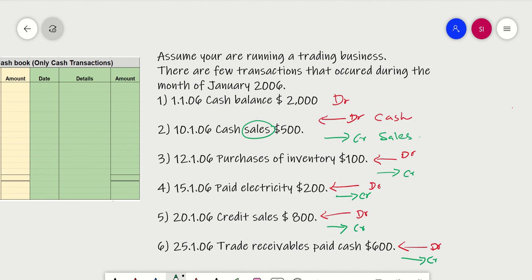Now here you purchased inventory. Here you paid for electricity. Here you made a sale on credit, not by cash. Here trade receivables have paid you cash. Now in each of these circumstances, when you purchase, cash goes out.